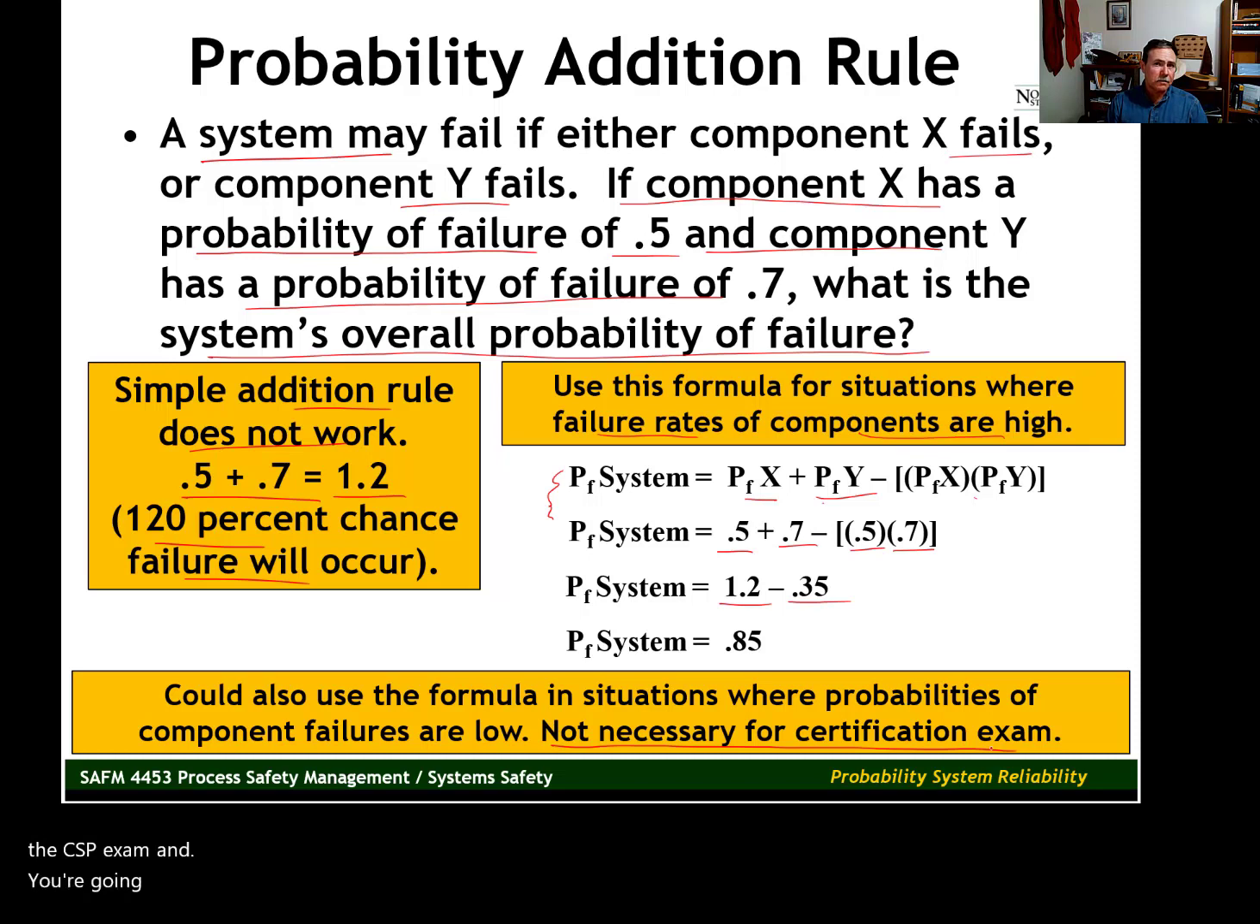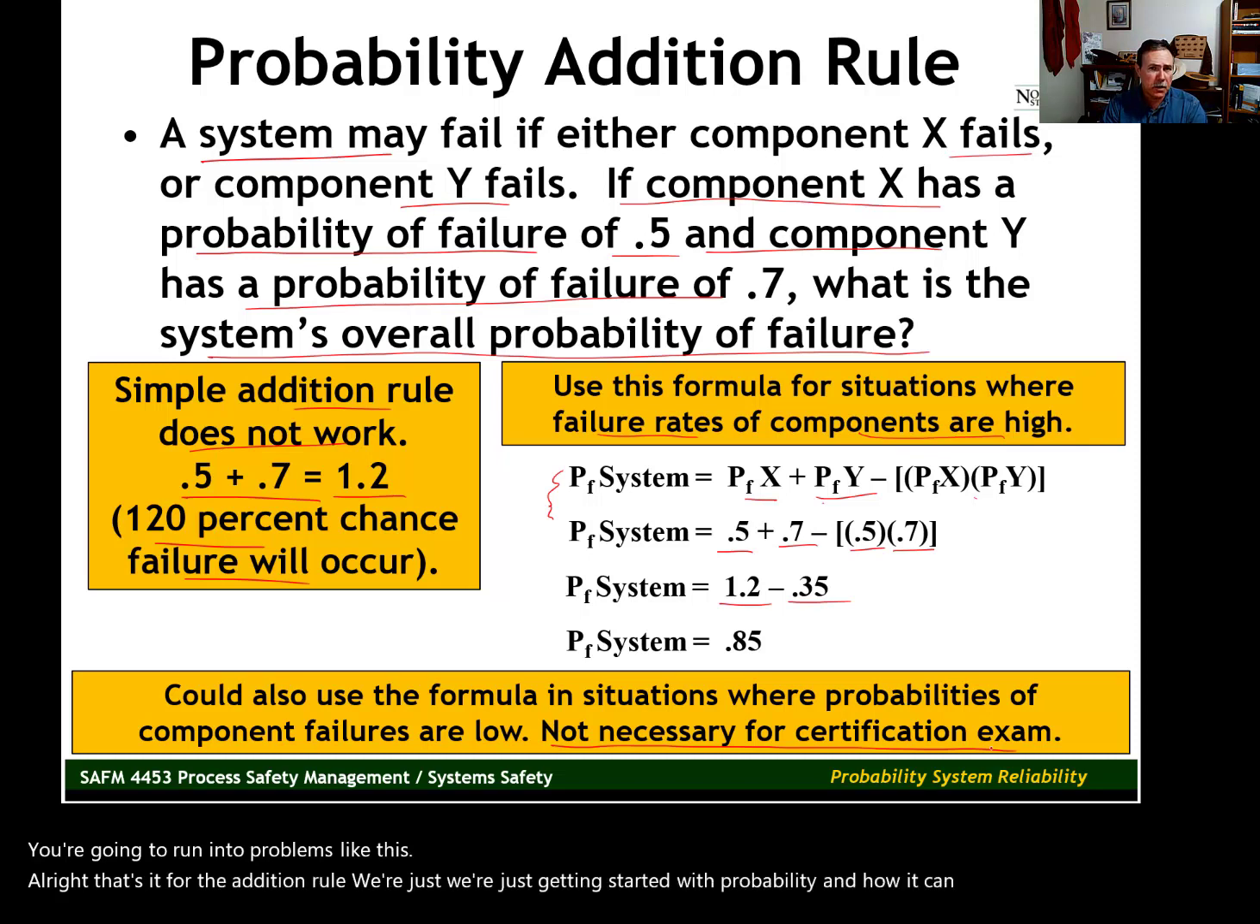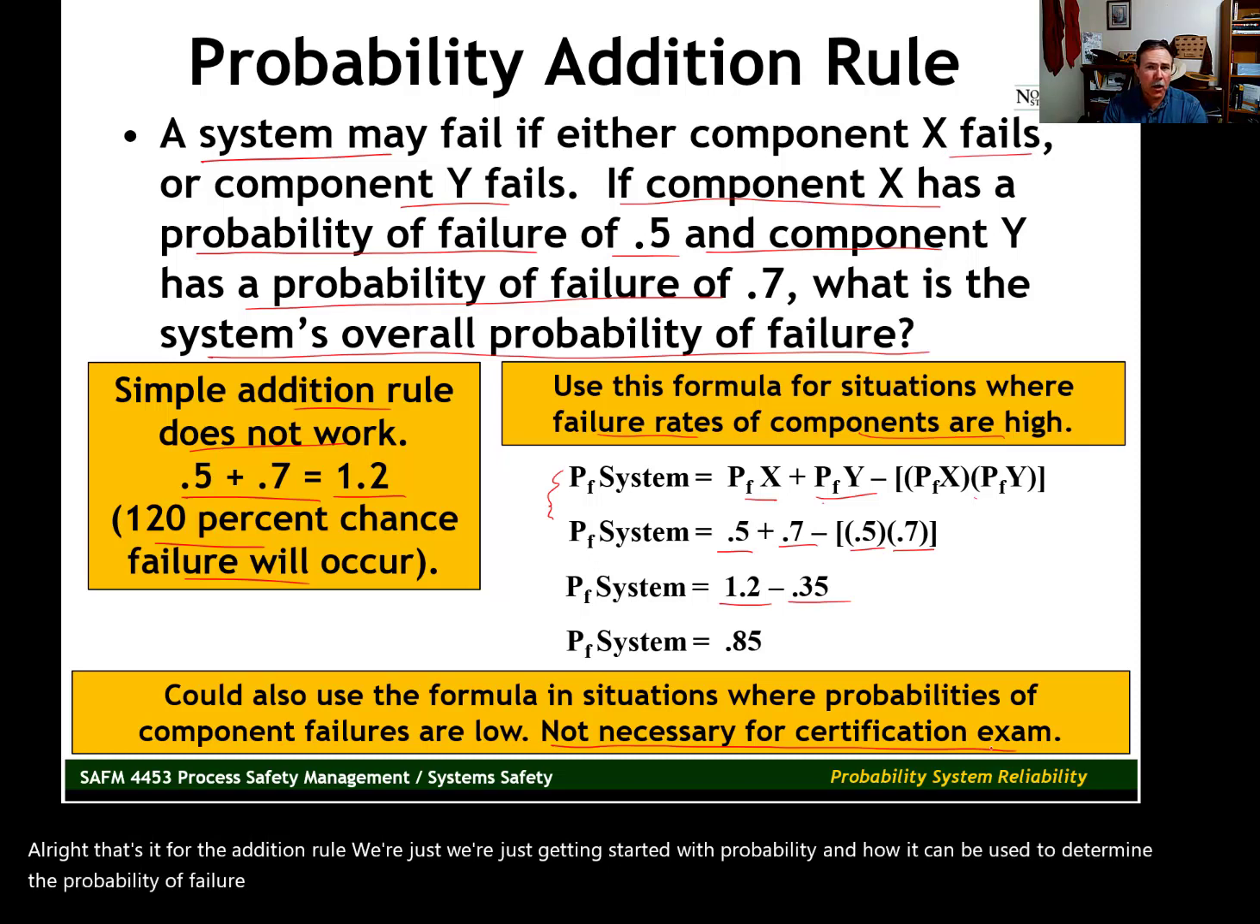All right, well, that's it for the addition rule. We're just getting started with probability and how it can be used to determine the probability of failure of a system. But I'm going to go ahead and end this video here. In the next video, we'll take a look at the multiplication rule.